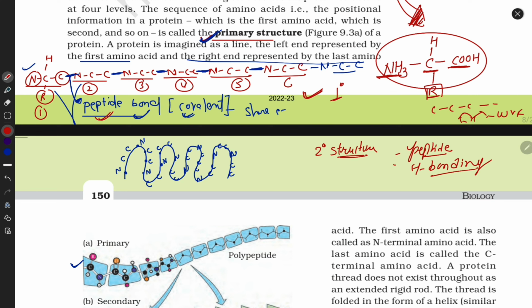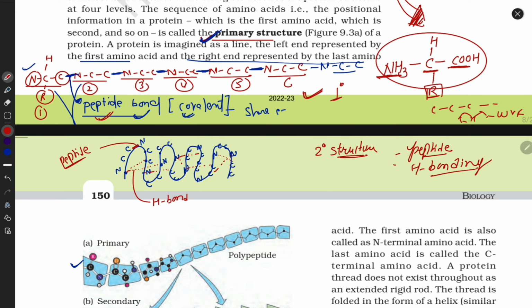Okay, what do they do? We know they can bind with another amino acid with hydrogen bonding. They can pair with another. Look at this, guys, they make hydrogen bonding. These are the hydrogen bonds, and here the bonding is peptide.